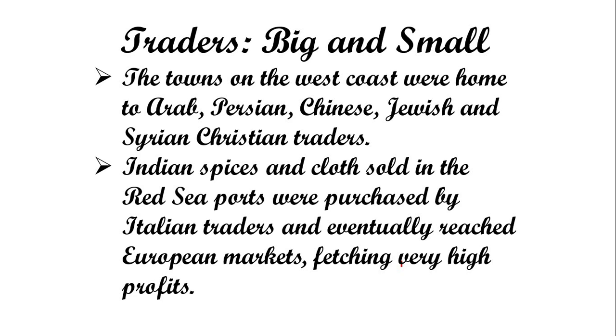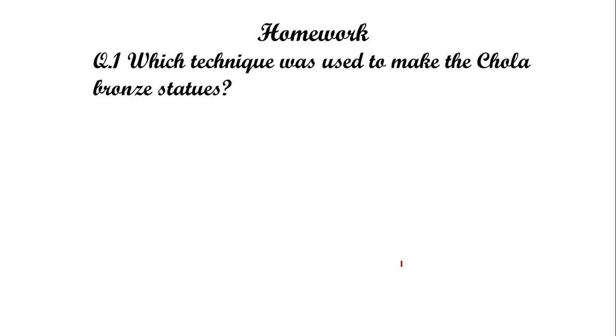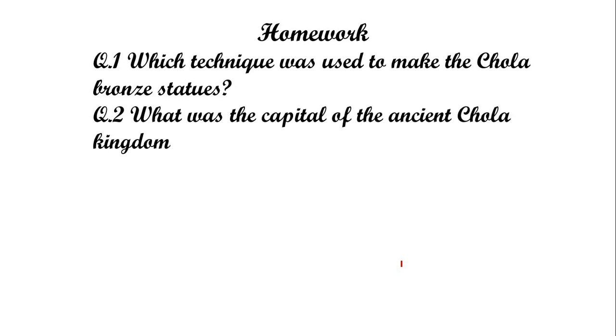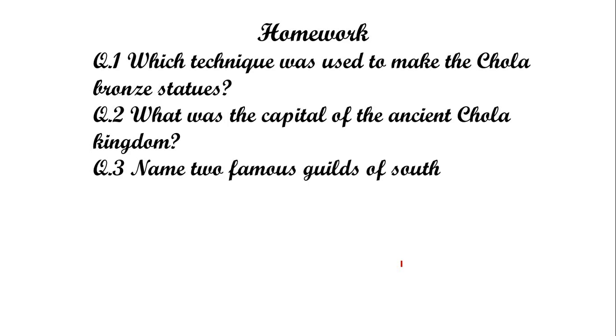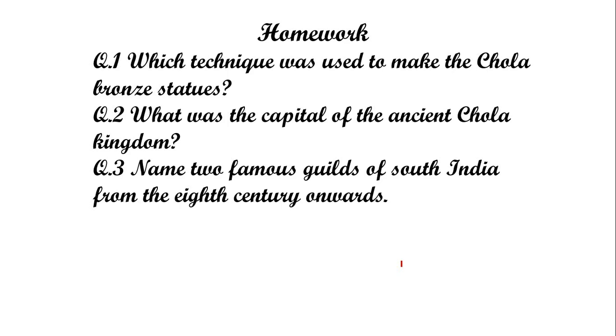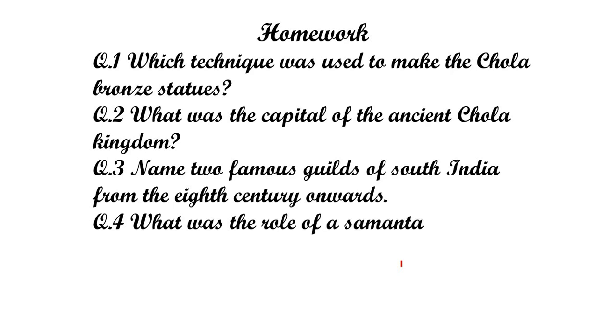So now homework. In homework, our first question is: which techniques were used to make the Chola bronze statues? This we have discussed in our lecture. Second one: what was the capital of the ancient Chola kingdom? Question 3: name two famous guilds, groups of traders. Guilds, I told you, were the groups of traders of South India from the 8th century onwards. Next question: what was the role of samantas or zamindars?